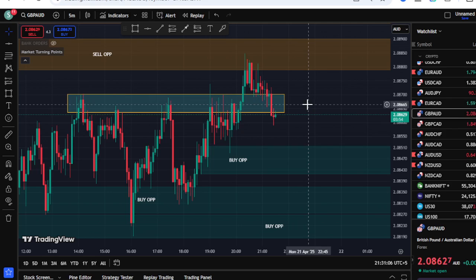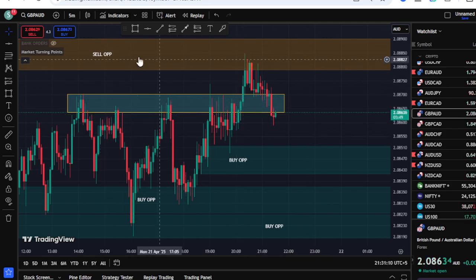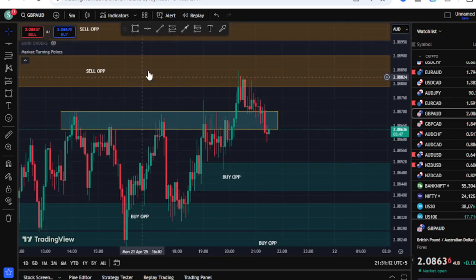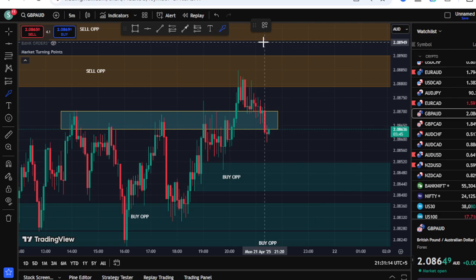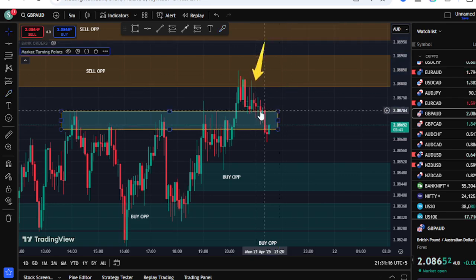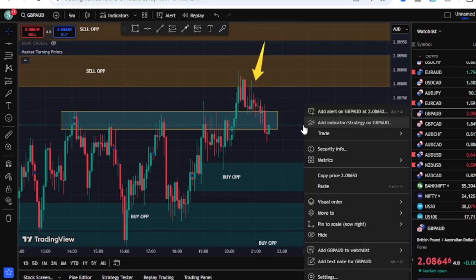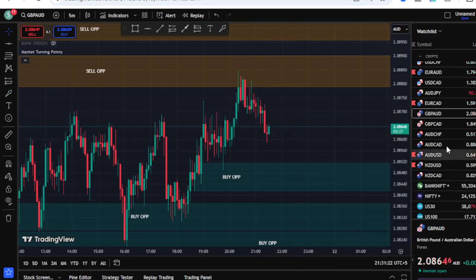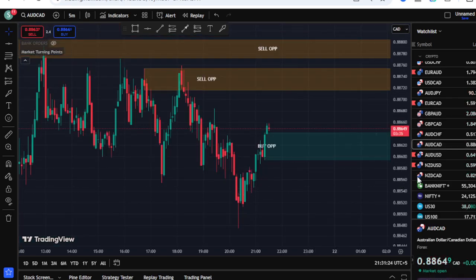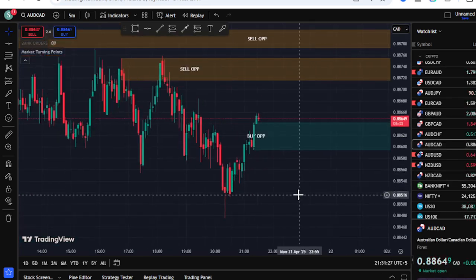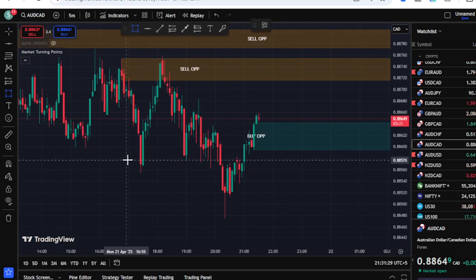So you can see Great Britain Pound AUD, this was the proper resistance. The market first blew the accounts, and you can see this was the second confirmation for my students that market turning points has the selling opportunity. The liquidity is taken. You can see the price is down. So guys, is there any difficulty? No, there is no difficulty, because this indicator is guiding you in real time. Just use your common sense here as well.